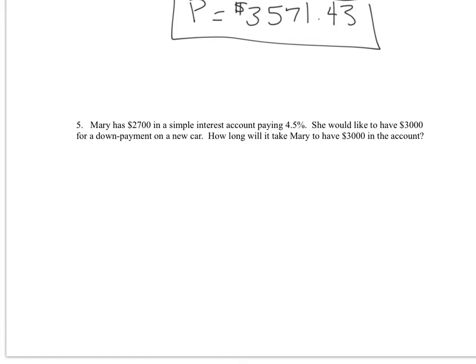Let's look at Mary's situation. She has $2,700 in a simple interest account that pays 4.5%. She would like to have $3,000 for a down payment on a new car. So how long will it take Mary to have $3,000 in the account? Well, let's help her out. We know this is our formula, A equals P times 1 plus R times T.